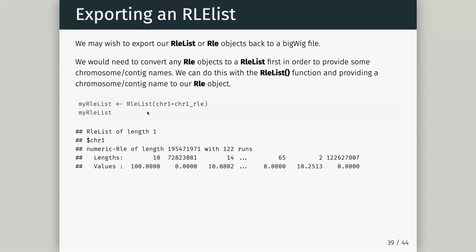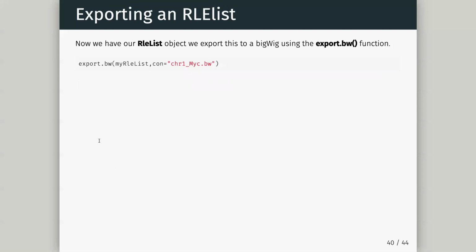So as simple as that, we just need to recreate our RLE list. We're going to say chromosome 1, we'll give it the RLE object. Now we have our RLE list of length 1, so we only have one chromosome there. So that's good enough, then I can export that using export.bw. And then that will create for us a valid bigWig, which we can then use in IGV, or we can pass to other people to import into R or into other tools.